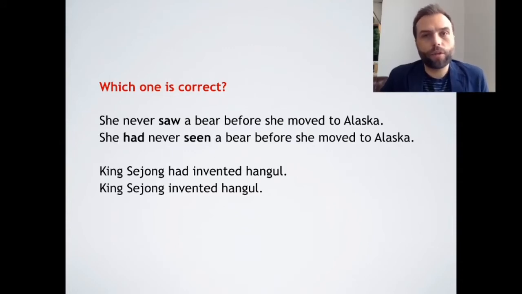Now look at the example with King Sejong. Okay, King Sejong had invented Hangul. King Sejong invented Hangul. Which of these is correct? Okay, well, how many actions happened? There was only one action, okay, in these examples. King Sejong invented Hangul. So we shouldn't use the past perfect here because there isn't another action in these sentences. So in the second one, we should use the simple past. King Sejong invented Hangul. We don't need to use past perfect in this example.